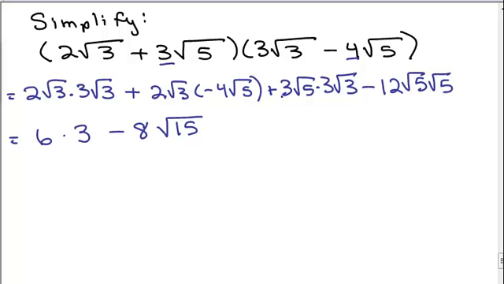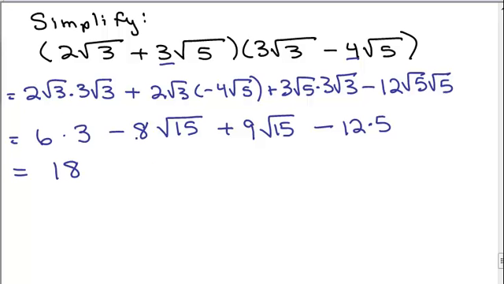For the inner here, we have 3 times 3 on the outside. I've got square root of 5 times the square root of 3. That's another square root of 15. And my last term over here, I have the 12 times square root of 5 times square root of 5, which is just 5. So 6 times 3 is 18.